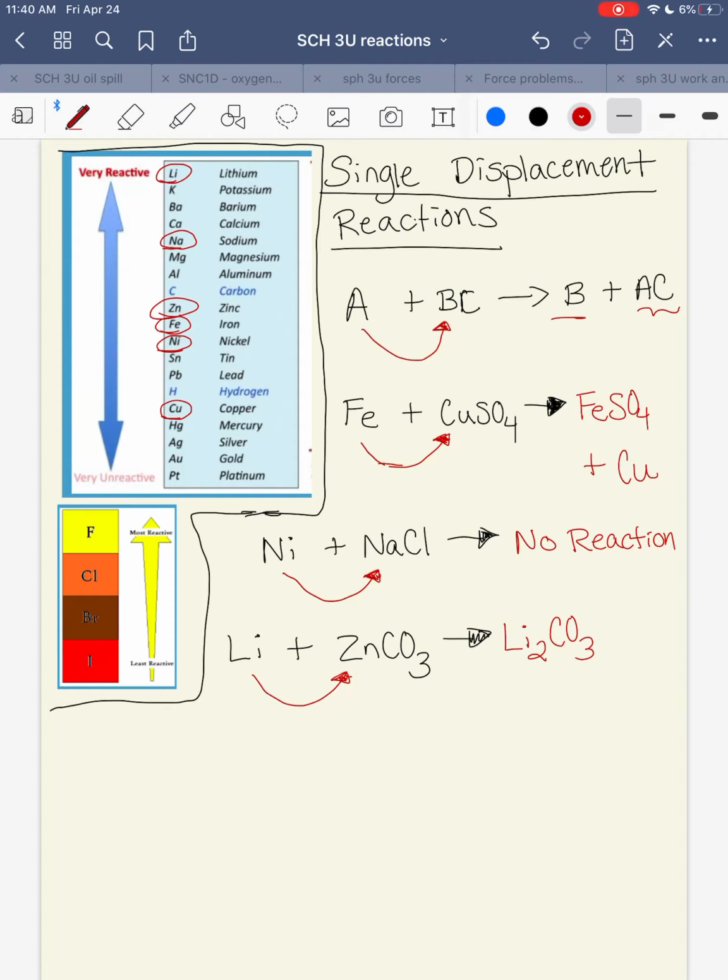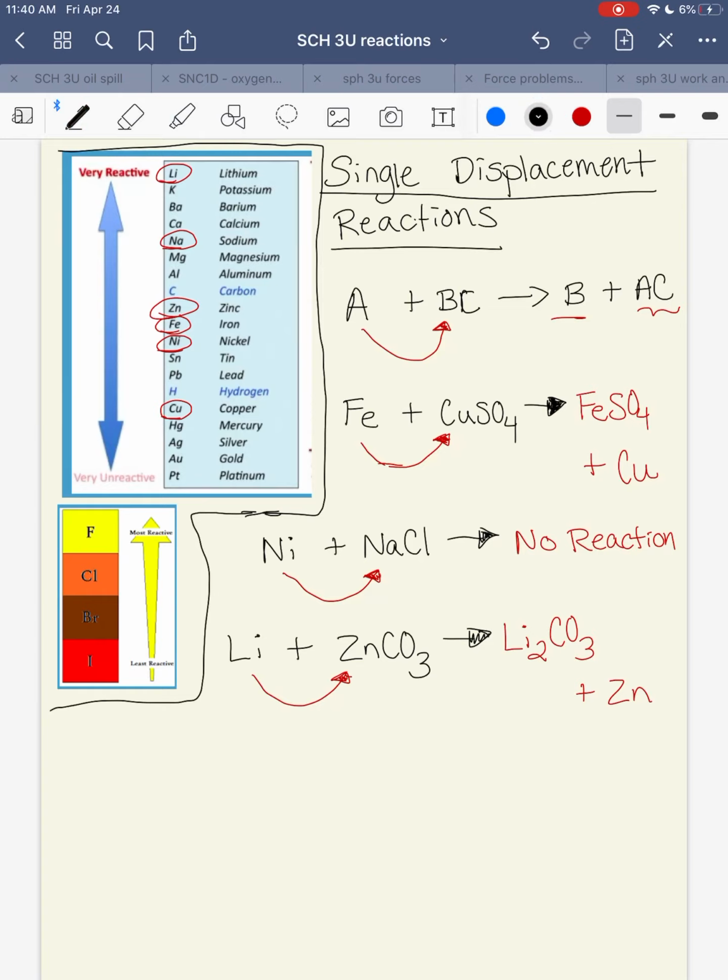You've got to be really careful about creating the formula for lithium carbonate, because lithium has a +1 charge but carbonate has a 2- charge. So make sure we're using our crisscrossing rules. And then we're also going to create some zinc. Okay, so lithium was able to replace zinc because it was higher up in the activity series.